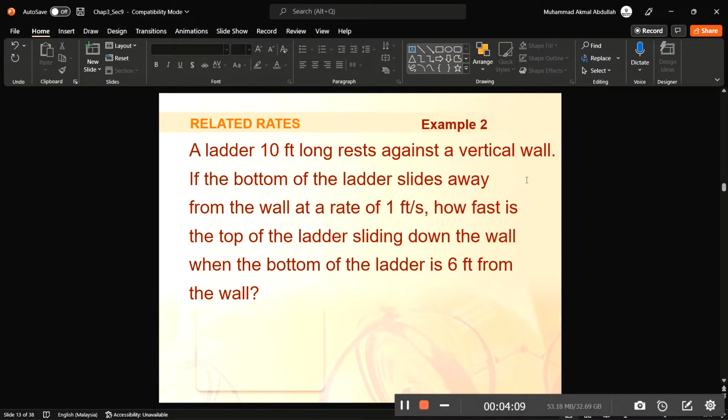Then for the second example, we are given a ladder 10 feet long resting against a vertical wall. If the bottom of the ladder slides away from the wall at the rate of 1 feet per second, how fast is the top of the ladder sliding down the wall when the bottom of the ladder is 6 feet from the wall?